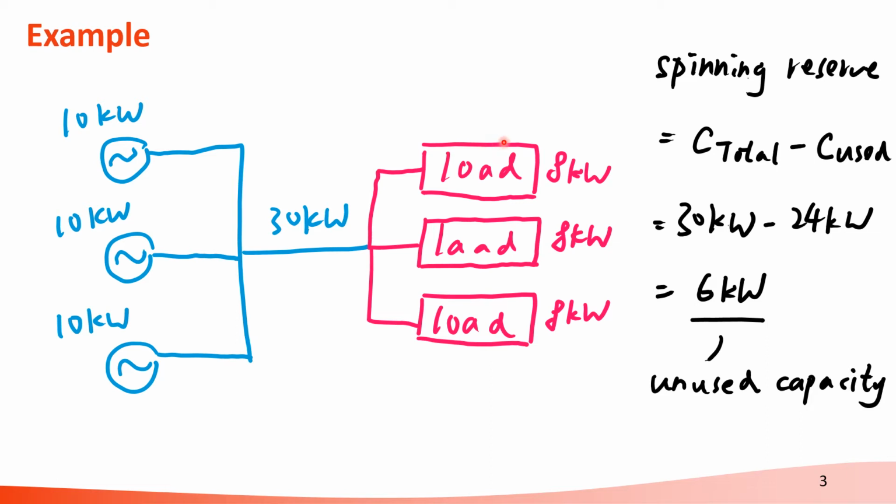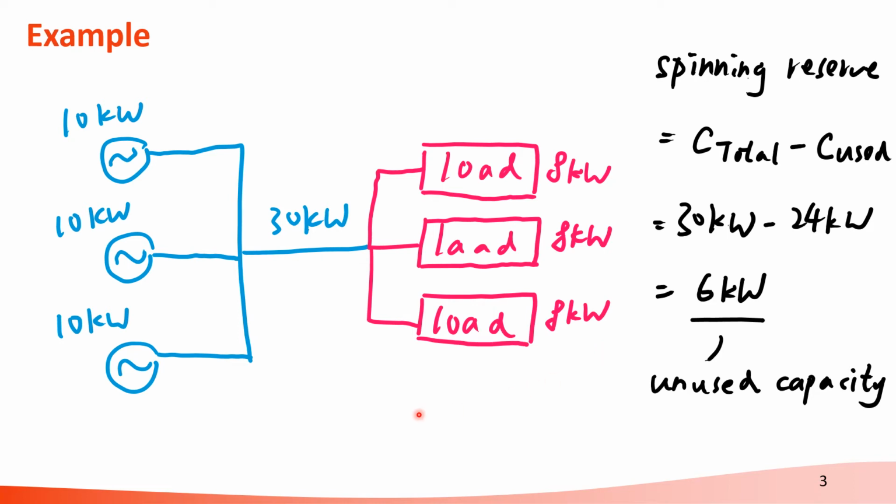So what is the spinning reserve in this system? The spinning reserve equation can be defined by the total power capacity of the electric generation minus the power capacity consumed on the load side. In this case, we have 30 kilowatts of power generation and 24 kilowatts of load. So we have 6 kilowatts of unused capacity, which can be used for additional load.